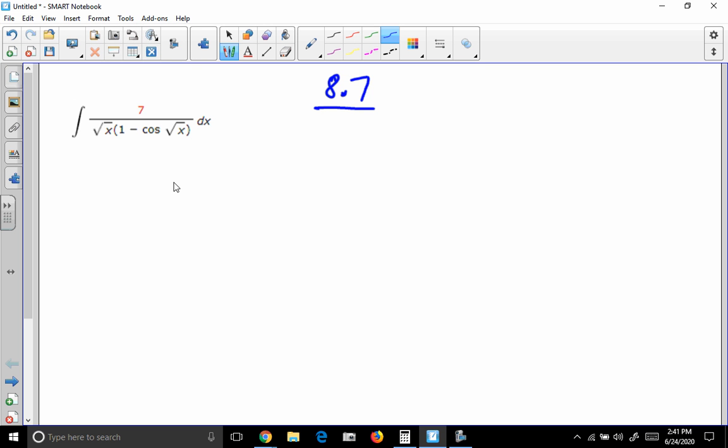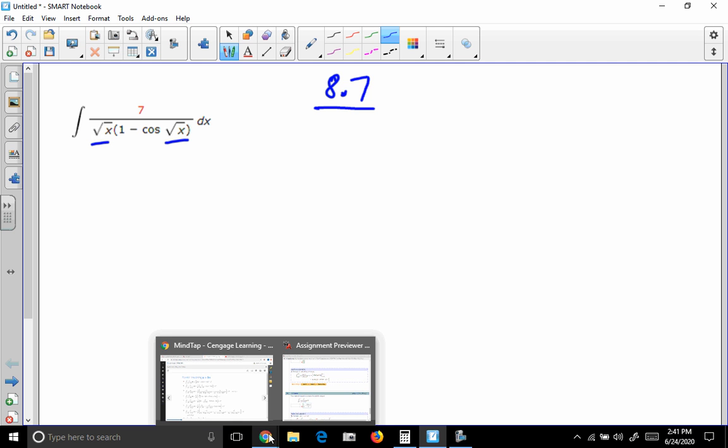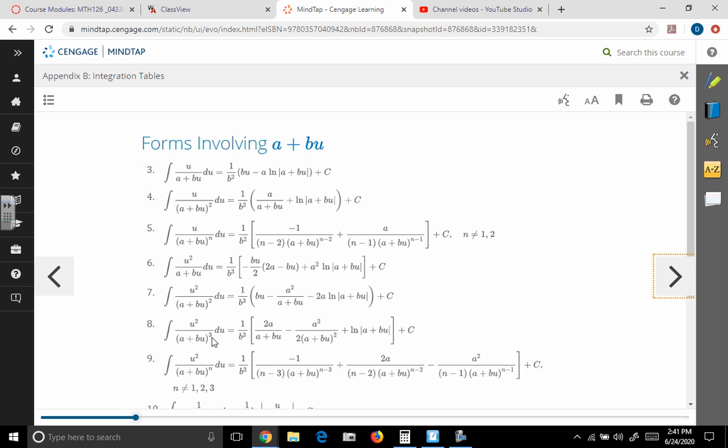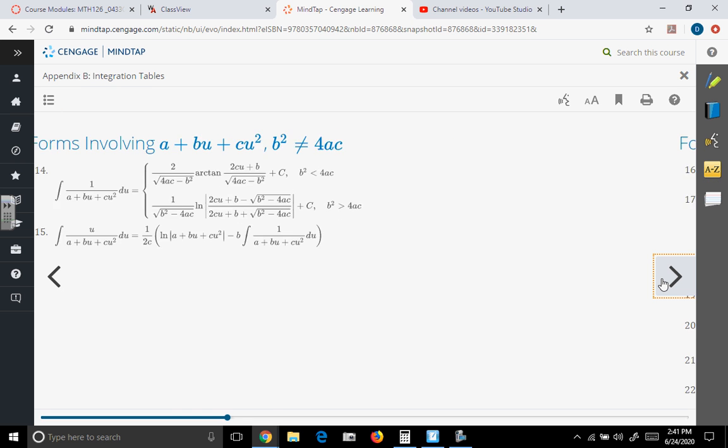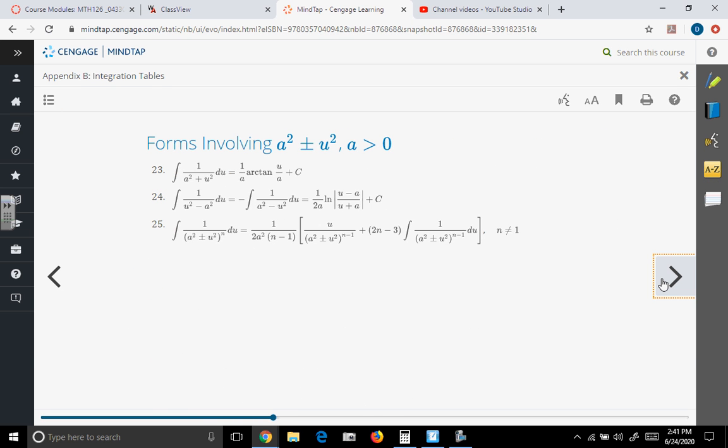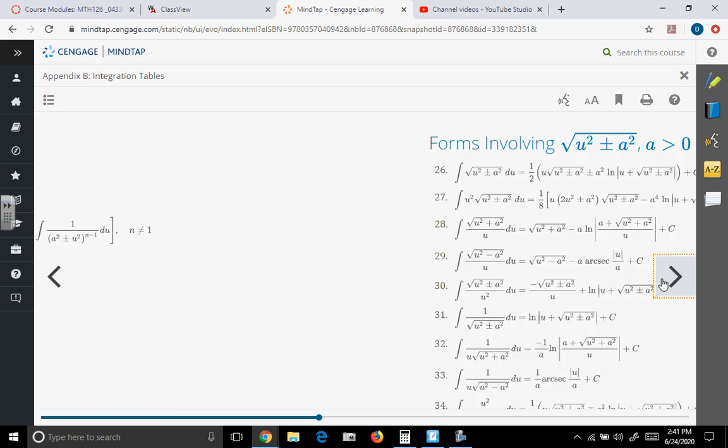So let's begin looking at integration by using a table with this one. Notice that we have a cosine of something. We have something out front. So let's take a look at our table to see what formulas we have that maybe involve a trig function. If we go to the ebook and go to Appendix B, the integration table, then we want to scroll through until we get to some that involve a trig function, that involve cosine.